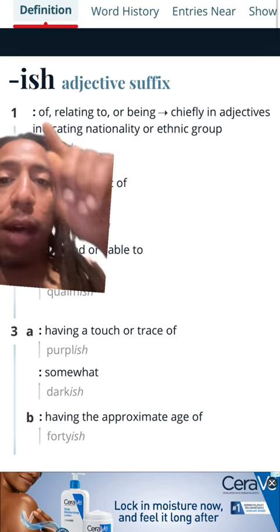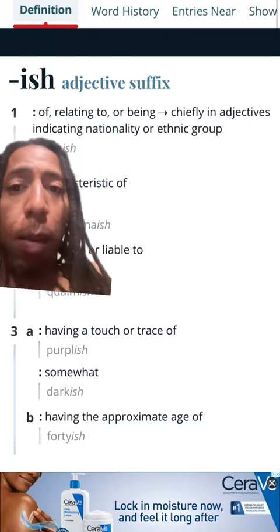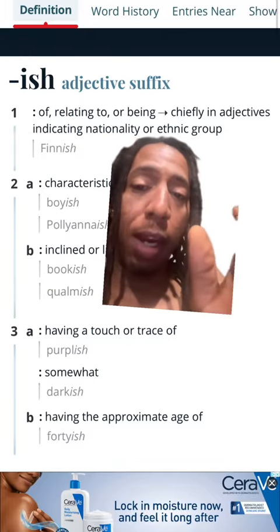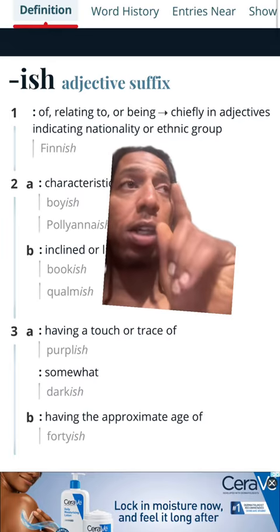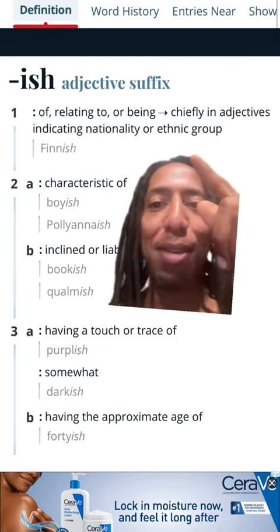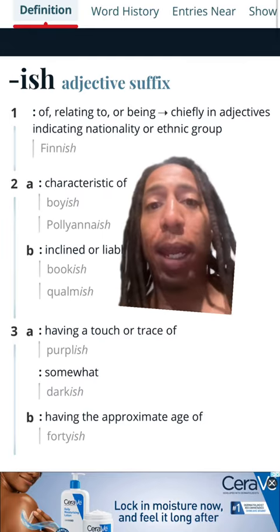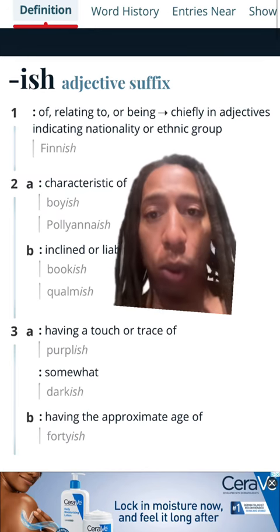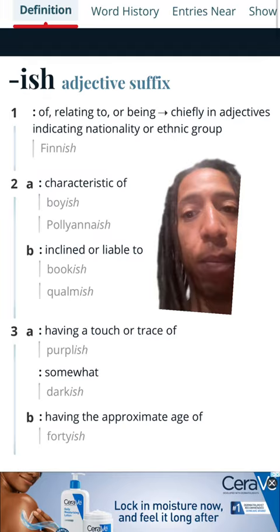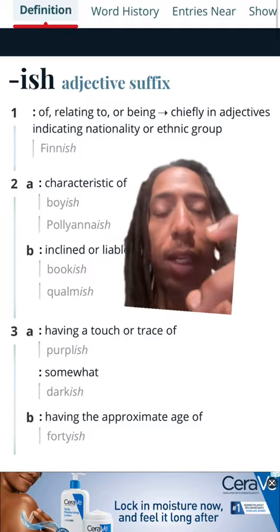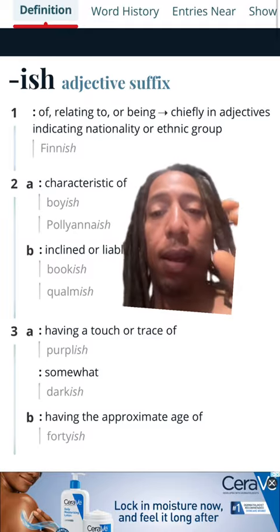The definition of the suffix ish means what? That means putting it on the end, for those who don't know. Putting ish on the end of a word, like that's reddish, that's greenish, you stinkish. That's not a word, but of relating to or being, chiefly an adjective indicating nationality or ethnic group. Of or relating to or being, okay? It's relating to, but it's not that. It's related to it, but it's not that.